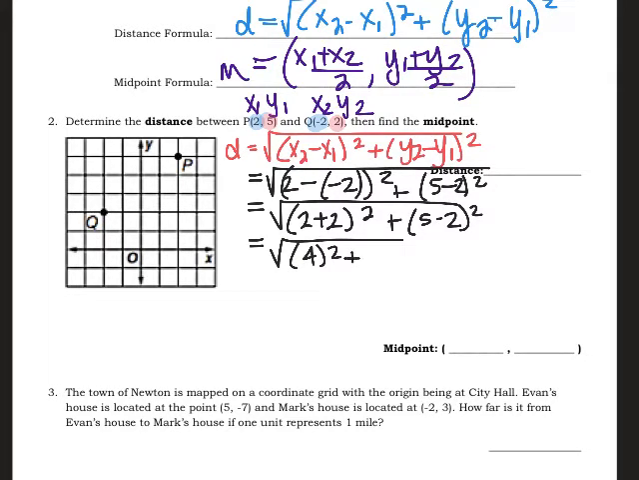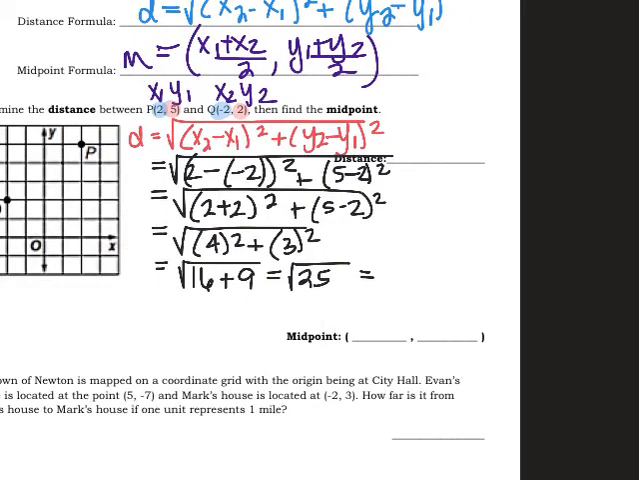And then what is 5 minus 2? 3. All right, what's 4 times 4? 16. 3 times 3. And when I add those together, what do we get? 25. And what's the square root of 25? 5. Good. So the distance is just going to be 5.